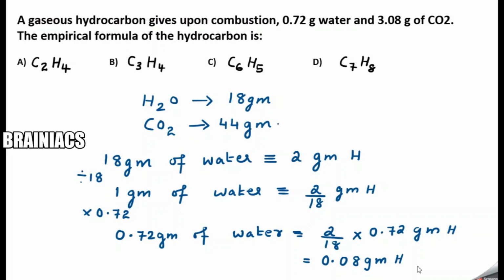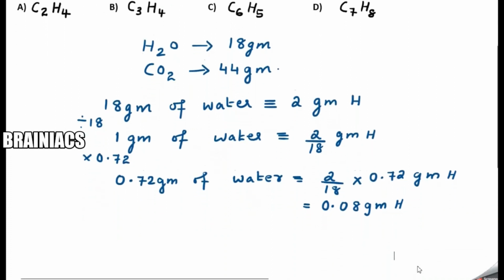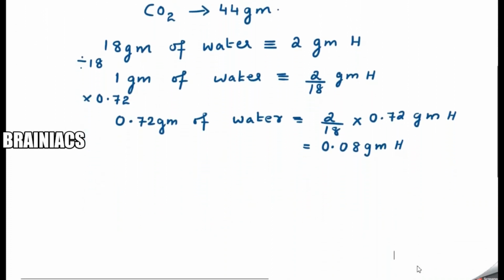Why am I doing this? If I get the mass of the hydrogen, corresponding to that I can find out the number of moles, correct? Similarly, if I find out the number of moles of carbon, that ratio will give me the simplest formula between carbon and hydrogen. That will be my empirical formula. Okay, so that is the reason why I am doing this. Now similarly we will do it with the carbon dioxide.